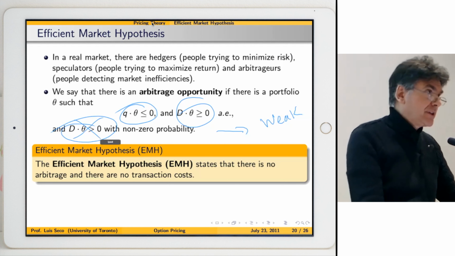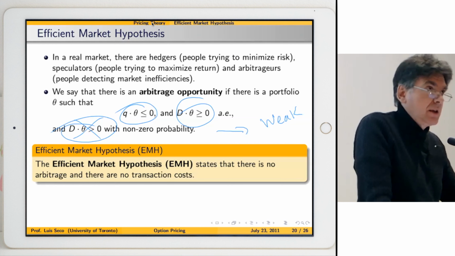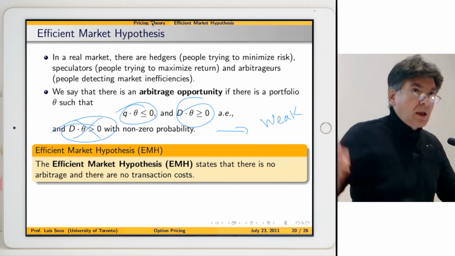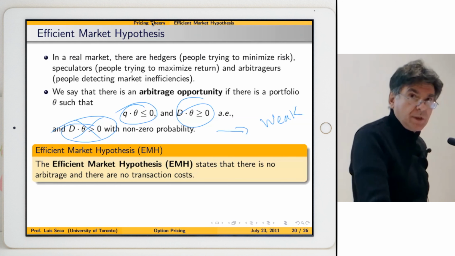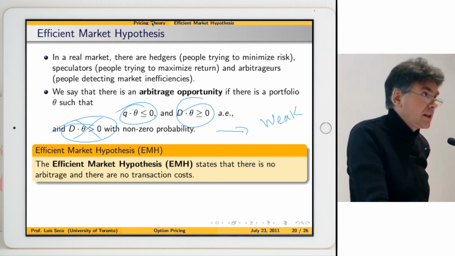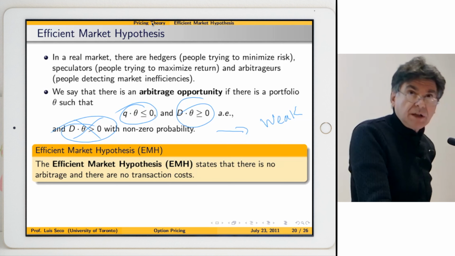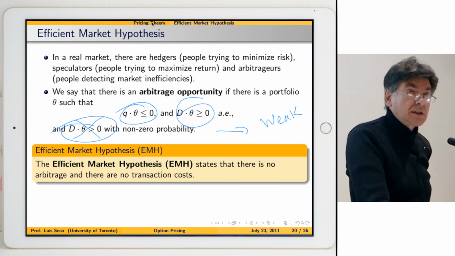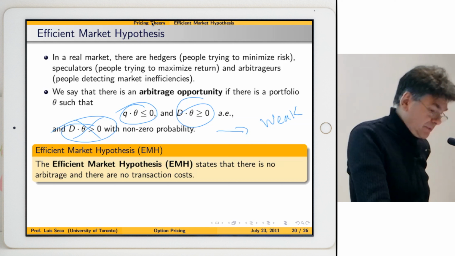Now, there are many different definitions of arbitrage. I'm not interested in all of them. This is the one I need, and that's the one I'm going to use. Making money for nothing, and we express it like that: a portfolio with a non-positive cost and a non-negative payoff. That's an arbitrage opportunity. It's the definition. It's a vector. If there's a vector with this characteristic, then that's an arbitrage opportunity.